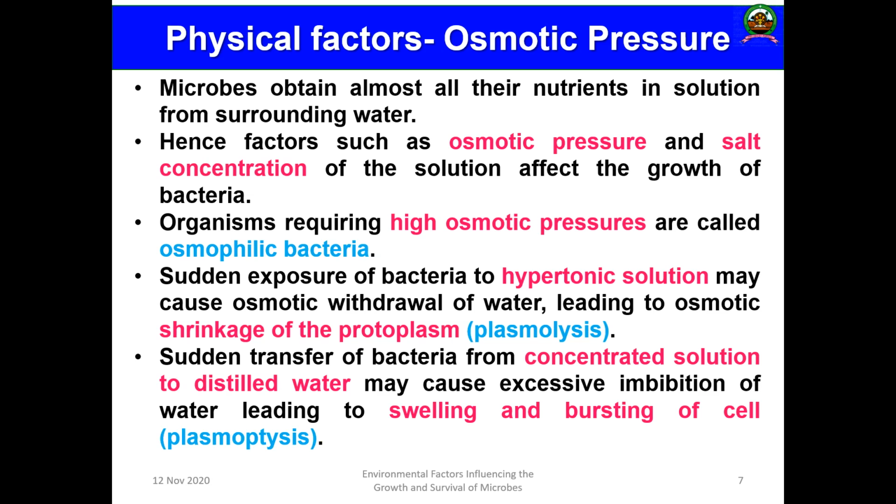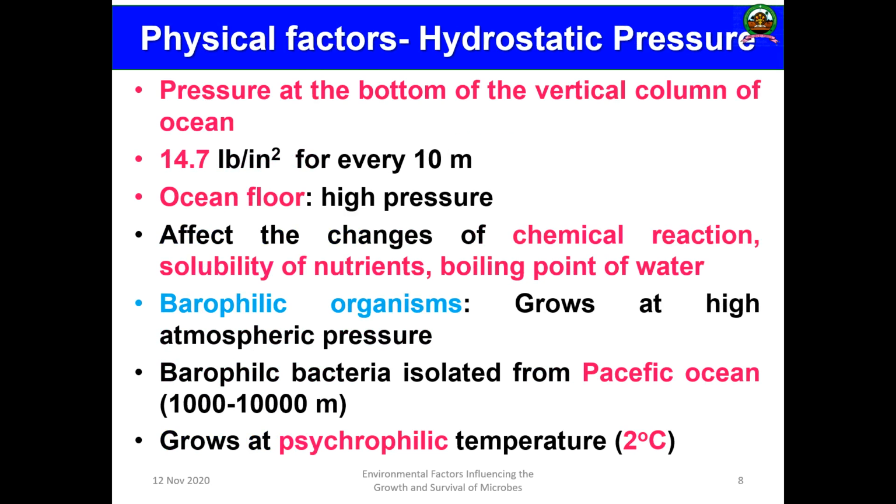That is why osmotic pressure and salt content are very, very important. Either it will create plasmolysis or it will create plasmoptysis. So the optimum salt concentration, or osmotic pressure, is essential for the growth and multiplication of bacteria. The next one is hydrostatic pressure.